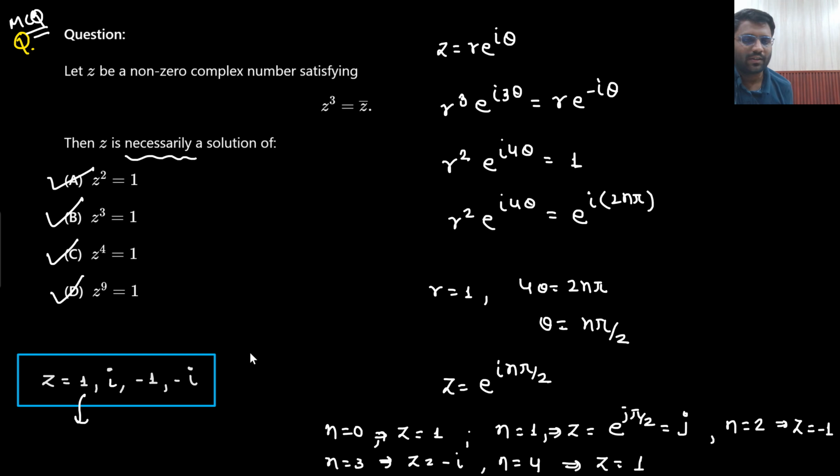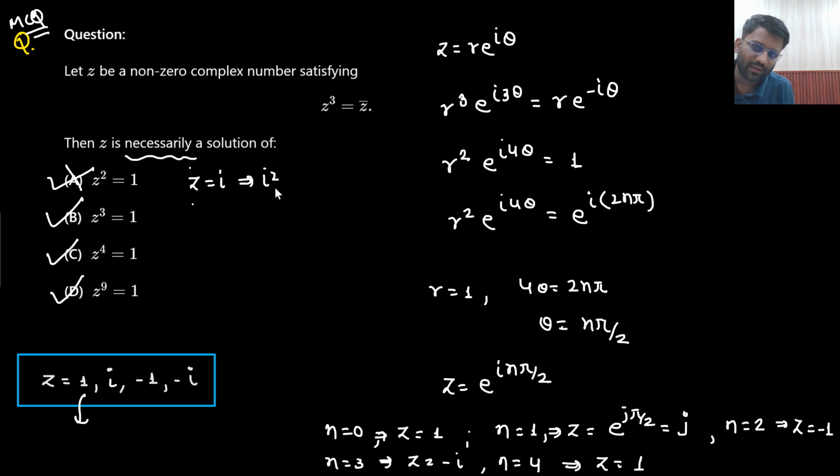What about iota? If I put Z equals iota, iota square equals minus 1, which should equal 1. Is this correct? No. That means this option is gone. What about Z cube? Iota cube equals 1? Here, in the first option, if I put Z equals iota, what am I getting?